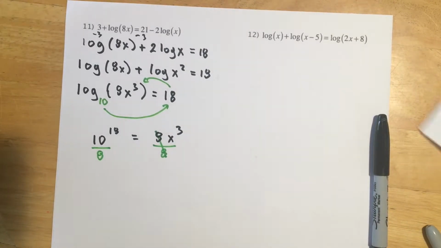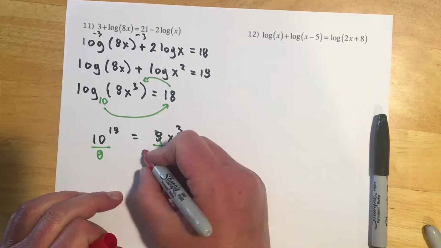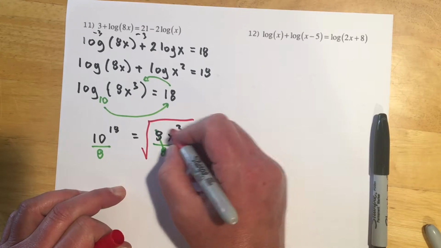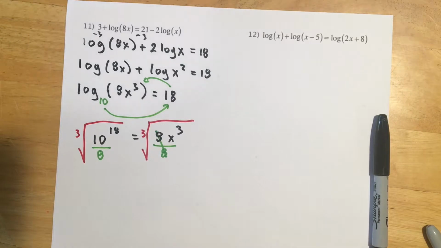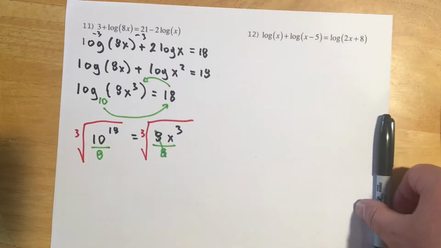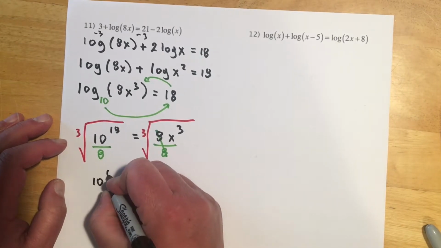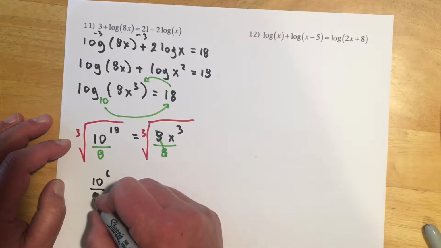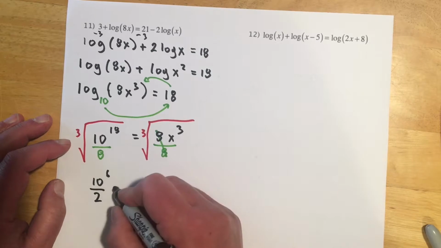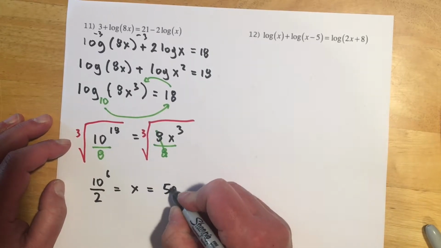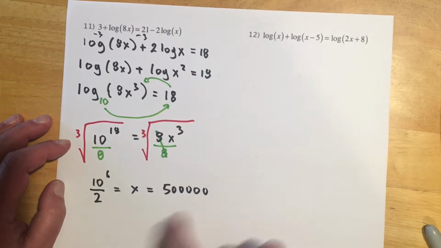And then what I'm going to do is I'm going to cube root both sides, and that's because of this x cubed here. So in order to undo the cube, I have to go cube root. So what that does is gives me 10 to the 6th, and cube root of 8 would be 2, and 10 to the 6th is 1,000,000 over 2, and this equals x, and so x is going to equal 500,000. You can also just put this in a calculator and it will tell you it's 500,000.